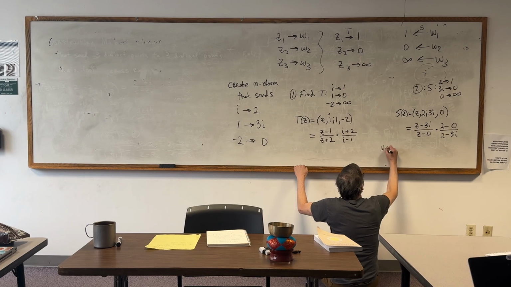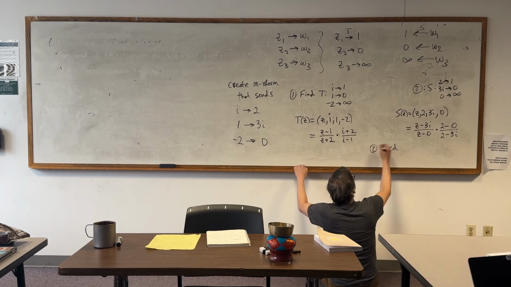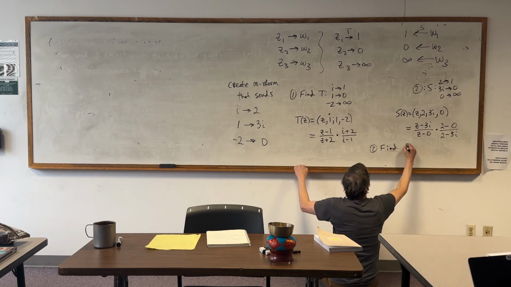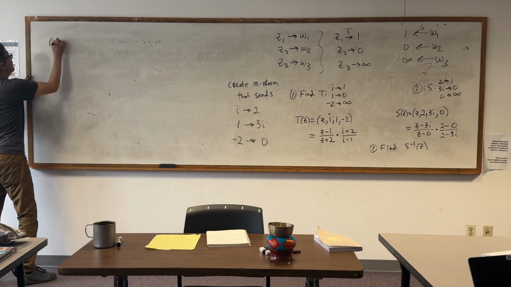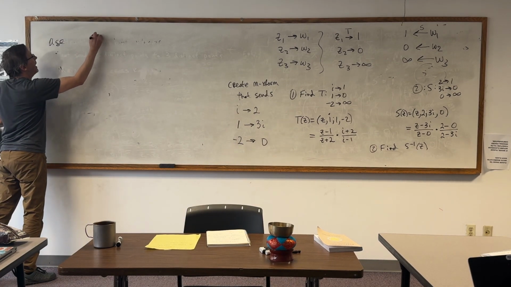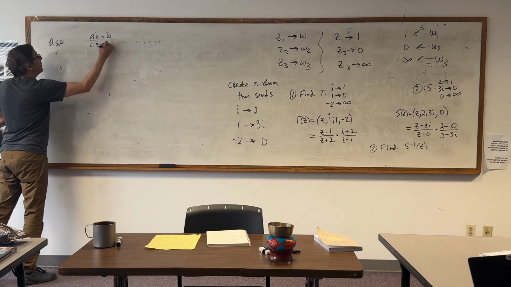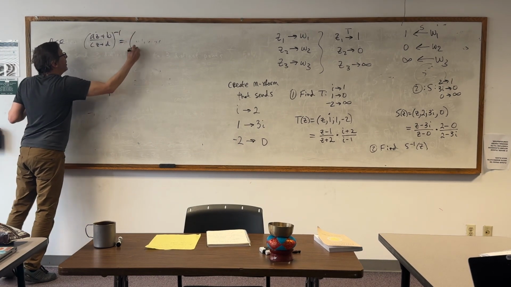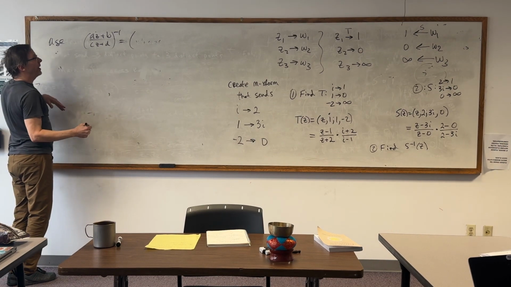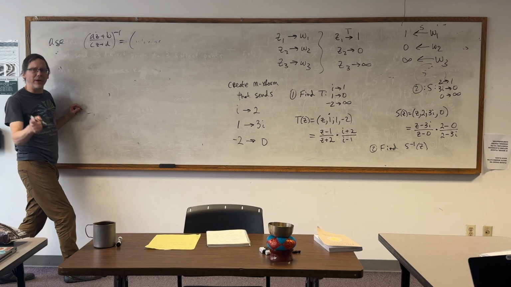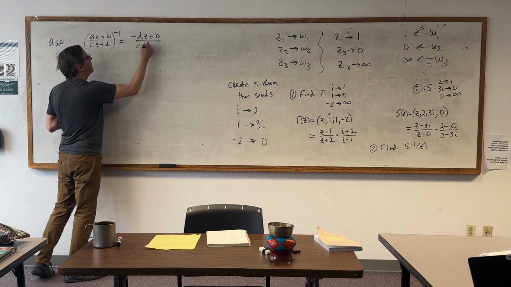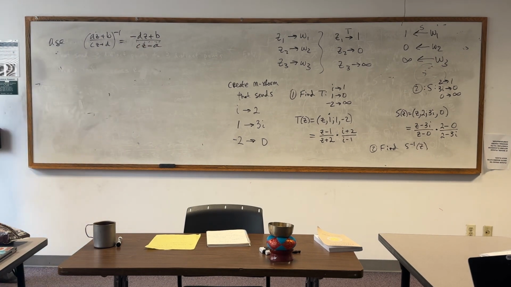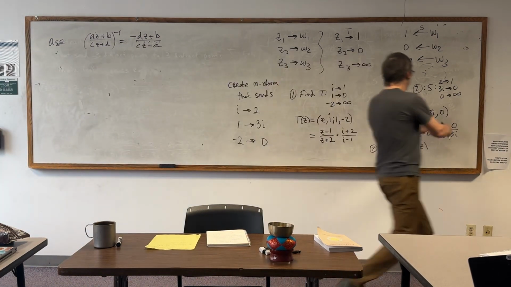So step 2 is find S inverse of Z. And we're going to use the formula that (az plus b) over (cz plus d) inverse is equal to, does anybody remember that formula? Yeah, it's negative dz plus b over cz minus a. Thank you. Cool. So we got that formula. We're going to need that. That means we need to make this thing look a little nicer.